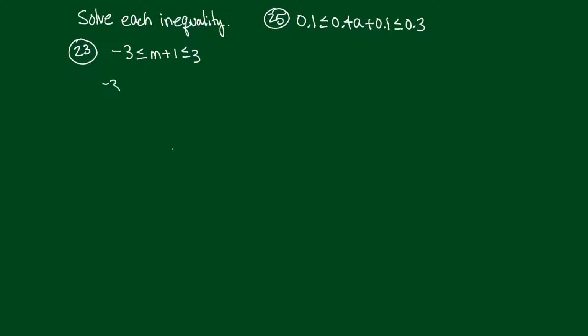So I'm going to get negative 3 minus 1 less than or equal to m plus 1 minus 1 less than or equal to 3 minus 1. Now you can probably just do that step in your head. So we're going to get what? Negative 4 less than or equal to m less than or equal to 2. So any value of m that is between negative 4 and 2 inclusive is going to give us a true statement back here in the original inequality.